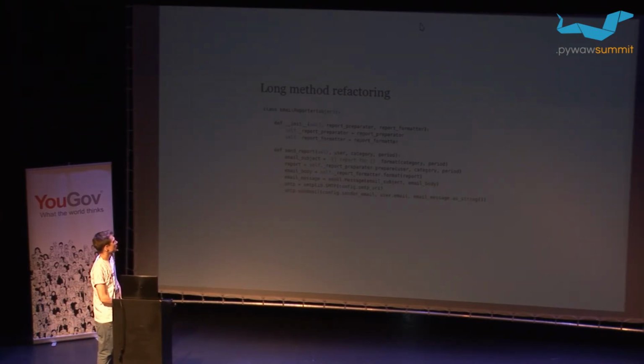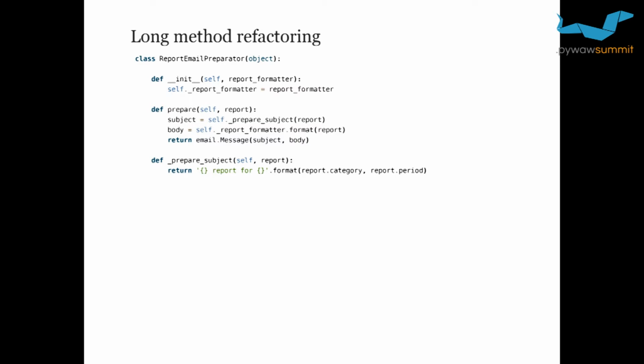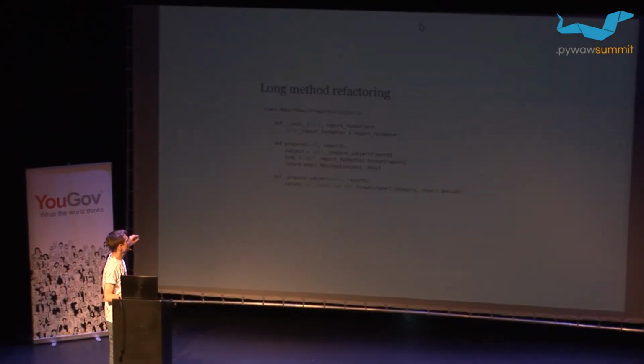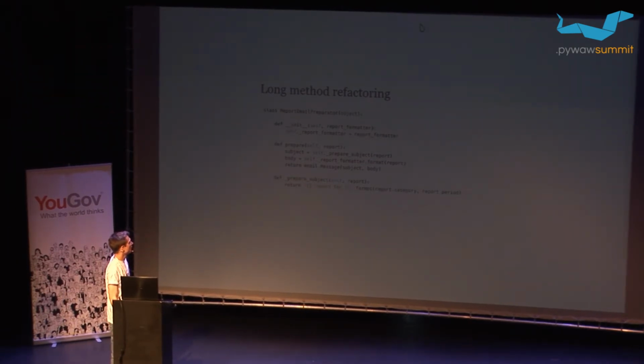That's how it looks like right now, the email reporter. It's no longer responsible for formatting reports. But it's still responsible for preparing the email message and for sending it, and for defining the subject for an email. So let's extract it. I have a report email preparator. It just prepares subject and body and returns an email message. And I have also moved the report formatter here, so it can accept just the report argument.